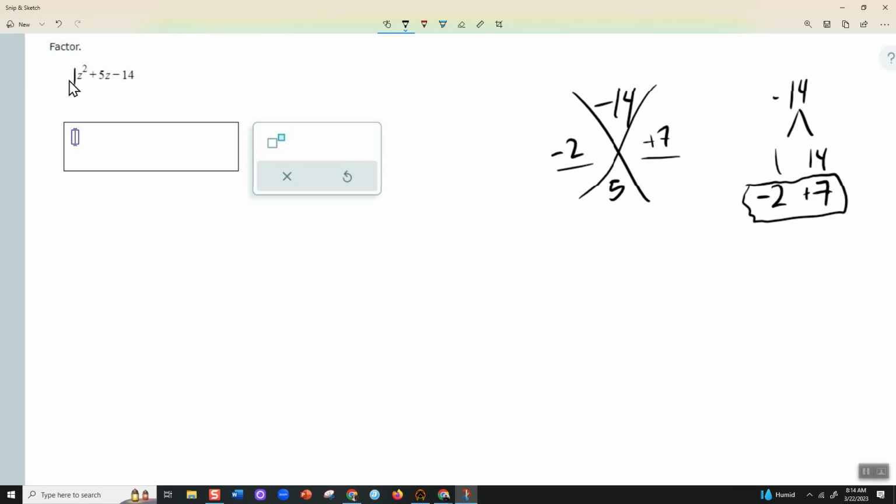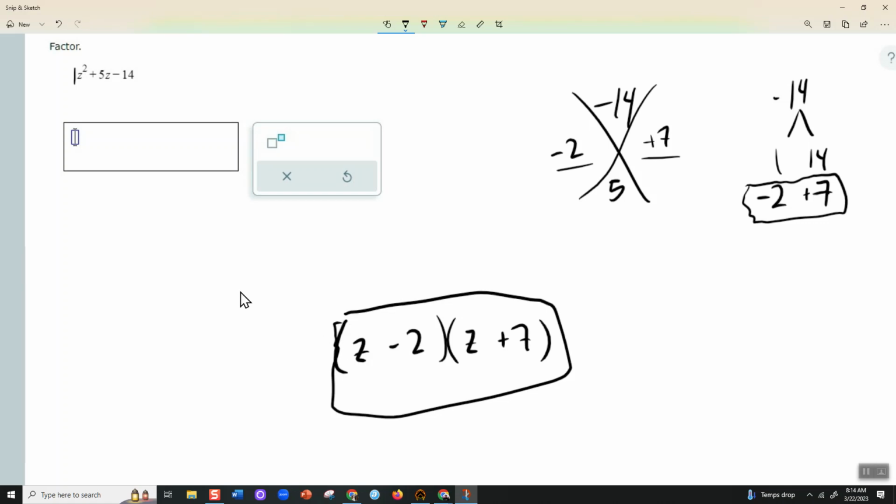Now, if your leading coefficient is just 1, like most of the time it's just 1, then there's kind of a shortcut here. You can just say, okay, this is going to be z, and this is going to be z when I get my final answer, just like the factoring by grouping. I end up with two binomials. And I could just put those numbers in, minus 2 and plus 7. That's a much quicker way of doing it, if your leading coefficient is 1.